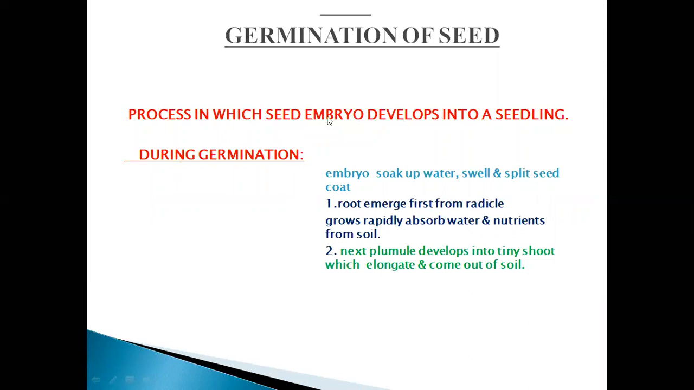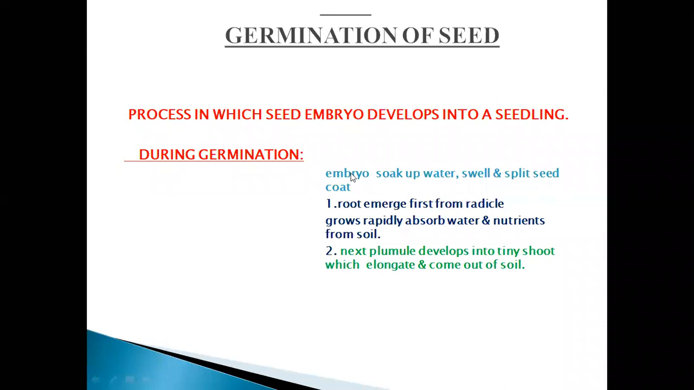Like the small baby plant grows is called germination of seed. When that seed becomes mature, development that takes place inside the embryo is called the germination of the seed. What happened during the germination of the seed?